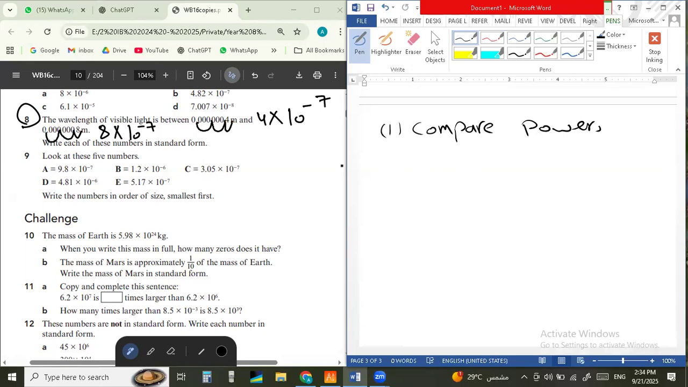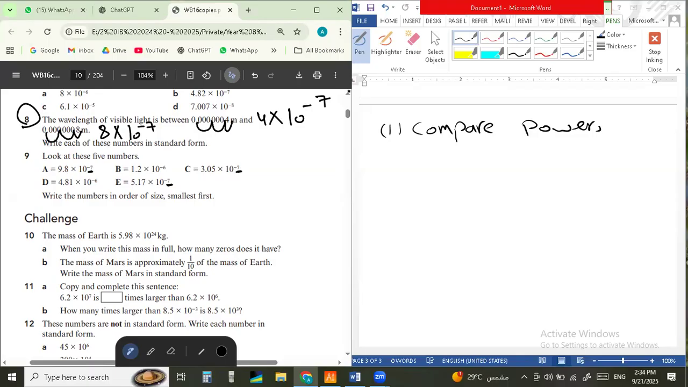So, which power is the smallest? I got -7, -6, -7, -6, -7. The smallest power is -7. This is the smallest power. Good. But, mister, there's a small problem. What is the small problem that you have? All right, here I have -7, I have -7 here, I have -7 there. Which one is the smallest?